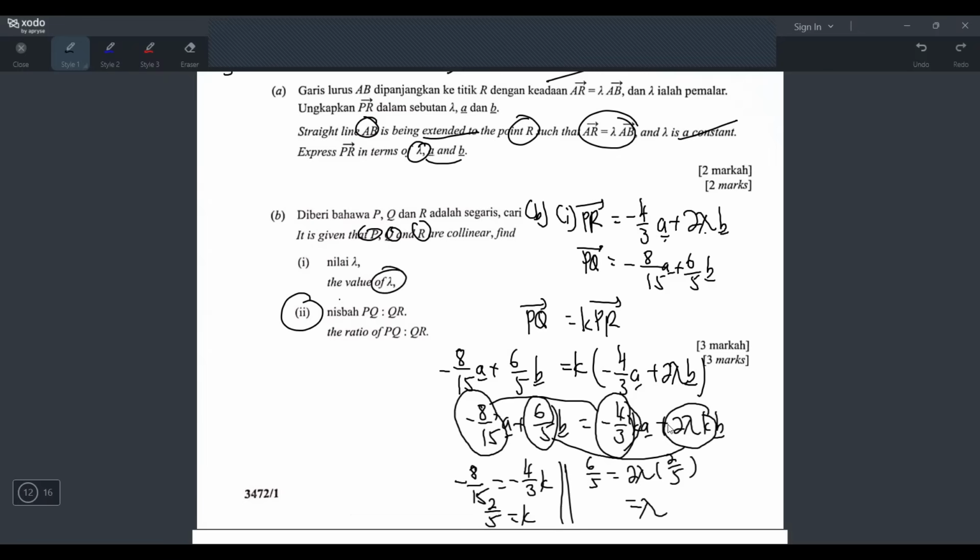So the calculator gives me 3 over 2. So this is your final answer for question 1. And then what about question 2?